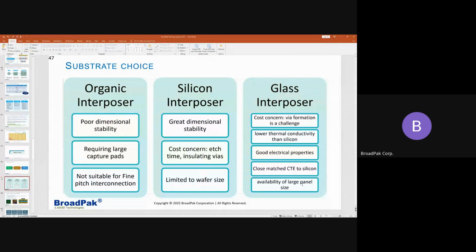So now you have all of these things. The only issues are the thermal conductivity and the via formation, which is now being streamlined. So all of these are being resolved. So it seems like the glass has good prospects to replace all of these things. But at the same time, silicon is a key player and is always going to be there for many good reasons.